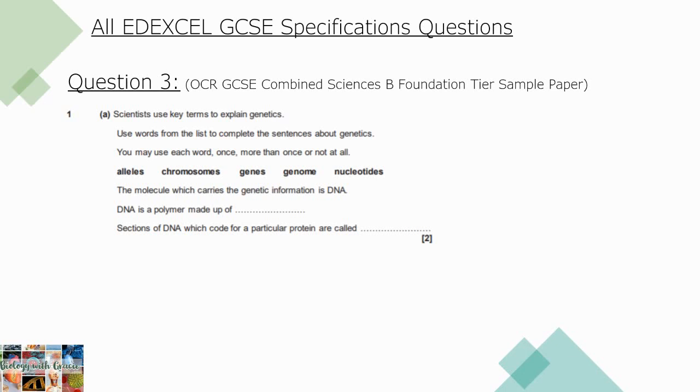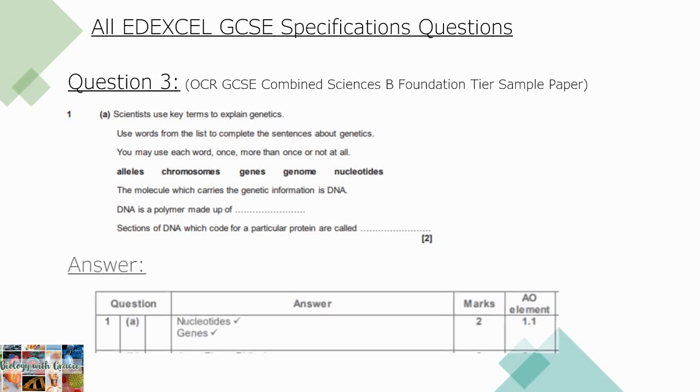So we know that in fact DNA is a polymer made up of nucleotides, and don't worry if you don't know this, I will be doing a video on DNA and RNA as well, so we don't need to worry about that part for the specific information we've just learned. But for the second part, sections of DNA which code for a particular protein are called genes. As a gene is a section of DNA, it has a specific code, and this codes for a particular protein. So there we have our answer.